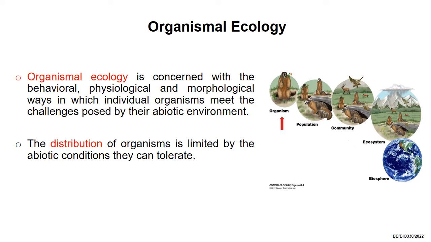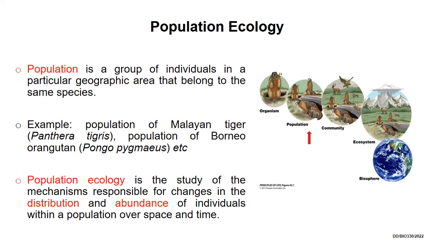Normally, the scientists or ecologists who study organismal ecology focus on the distribution of organisms, and this distribution is limited by the abiotic conditions they can tolerate, whether temperature, pH, or salinity.